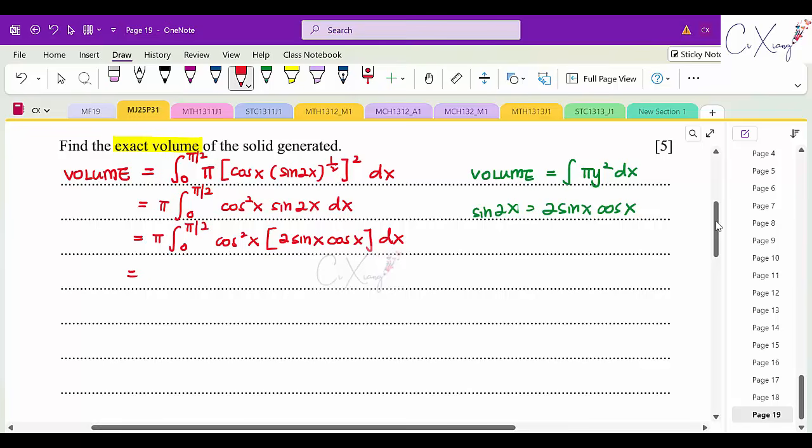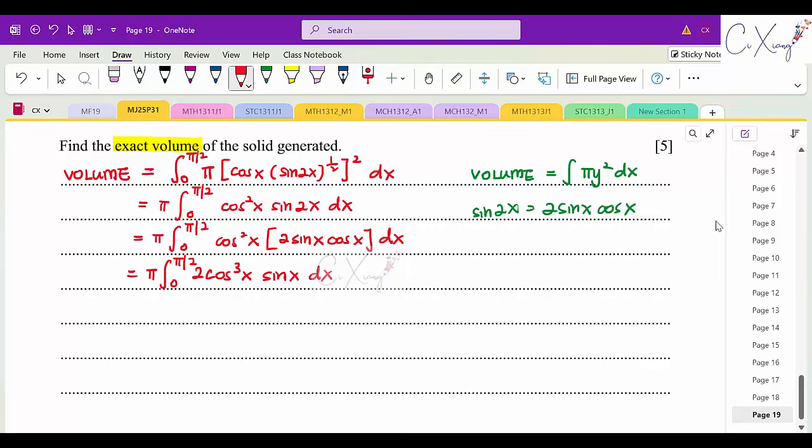Alright, then let's continue. It will be having 2 sine x, then cos x. Okay, further simplify it. You're having cos power 3 x, then 2 sine x, right? Okay, then now let's have a look at this question and see how we can integrate them. All right. So we actually didn't learn quite a lot of the integration technique that involves this one. So maybe you have to think a little bit.